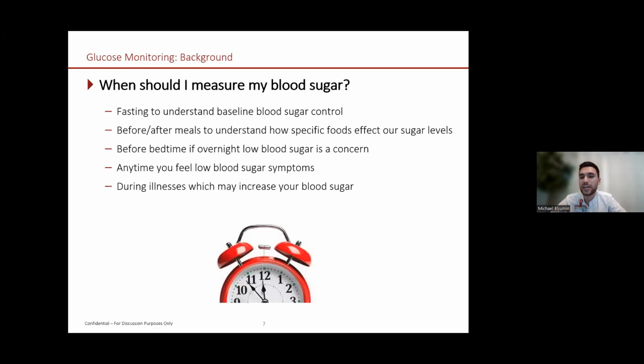Before bedtime is another time. I know a lot of people like to check their blood sugar then. It can be important if you're prone to overnight low blood sugar, so that might be another time to check. Really, anytime you feel any symptoms of low blood sugar, hypoglycemia, you should be checking your blood sugar to make sure that those symptoms are in fact related to your blood sugar, and then treat accordingly. And then if you have any illnesses going on, the stress of an acute illness on the body can increase your blood sugar. So it's important that we measure a little more frequently during those times, so we avoid complications of having persistent high blood sugar.